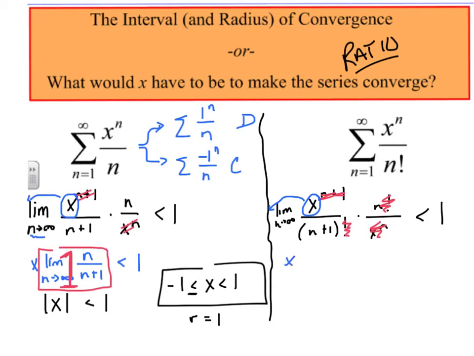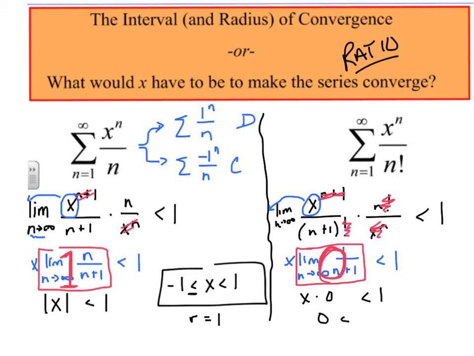So now I've got x multiplied by the limit as n approaches infinity of, well, there was nothing left on top, so 1 over n plus 1, and that has to be less than 1. Well, I want you to look at this now. Let's look at the limit statement. What is the limit as n approaches infinity of 1 over n plus 1? It's 0. So x multiplied by 0 has to be less than 1. Well, x multiplied by 0 is 0. What that means is that the interval of convergence is all real numbers, and the radius then is infinite.